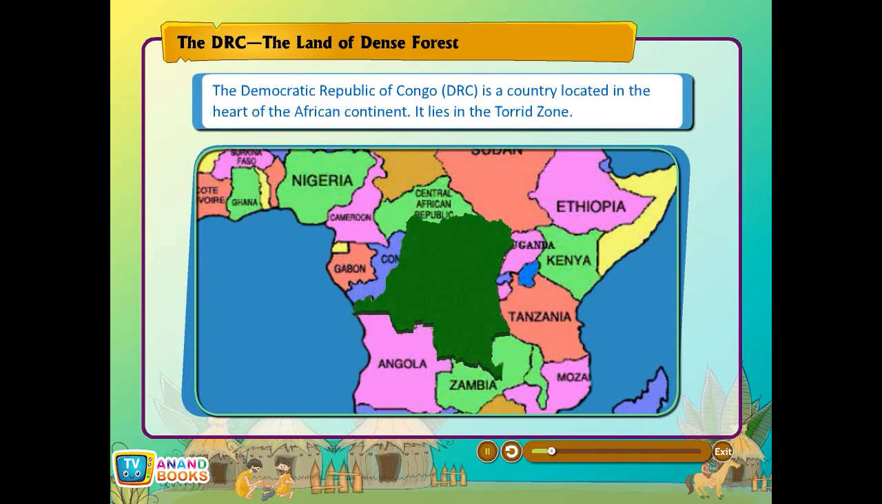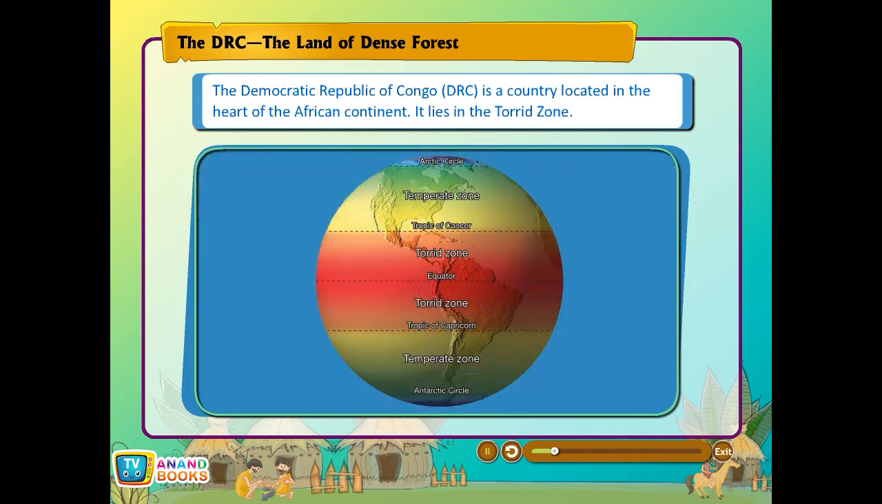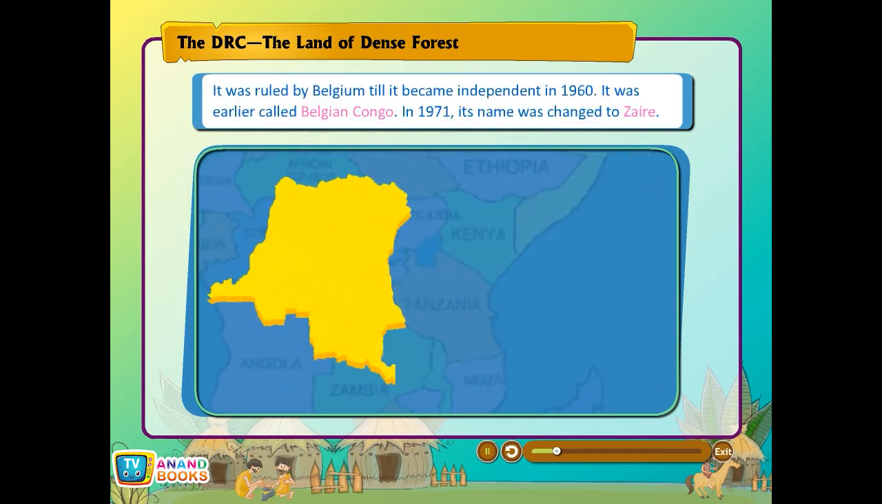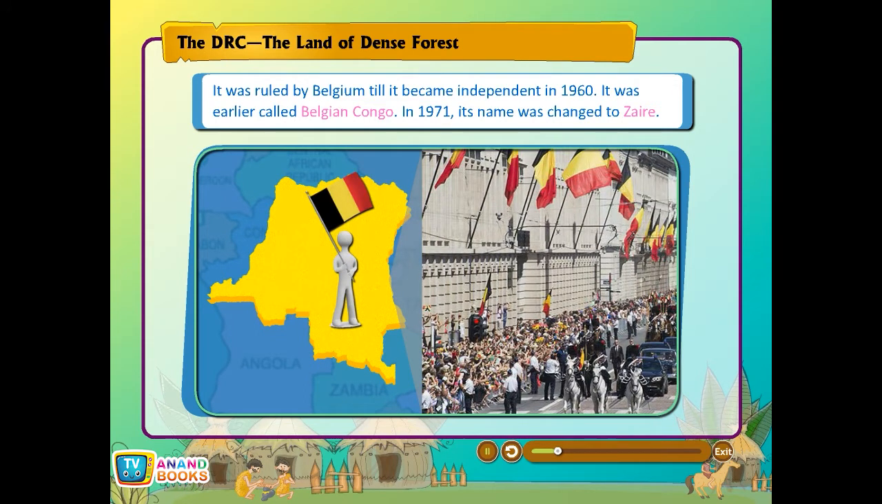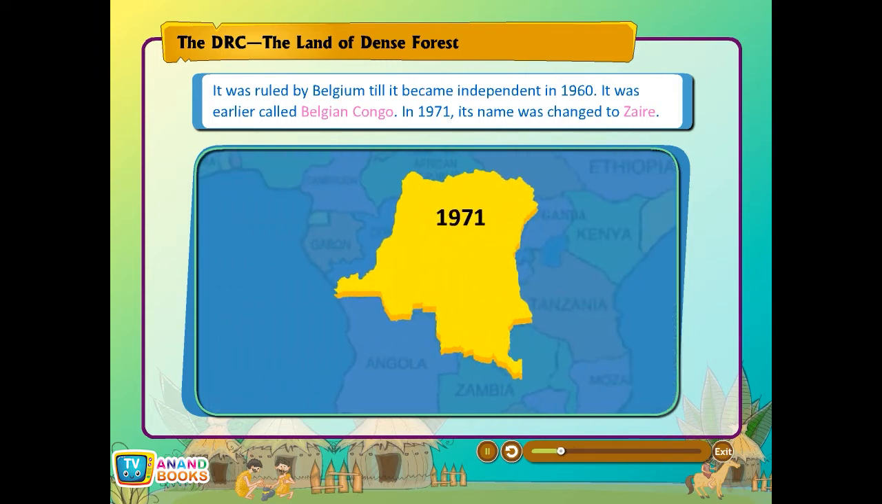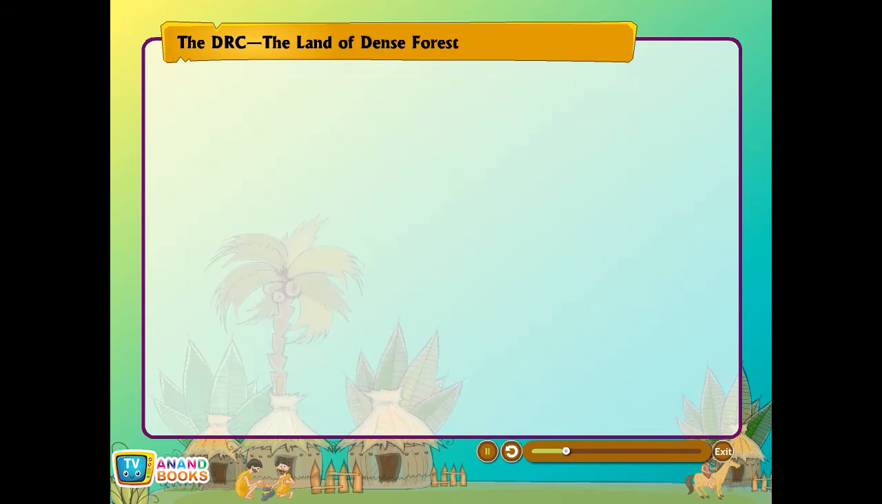The Democratic Republic of Congo, DRC, is a country located in the heart of the African continent. It lies in the torrid zone. The equator passes through northern DRC. It was ruled by Belgium till it became independent in 1960. It was earlier called Belgian Congo. In 1971, its name was changed to Zaire. Once again in 1997, its name was changed to the Democratic Republic of Congo, which is its present name. Its capital is Kinshasa.